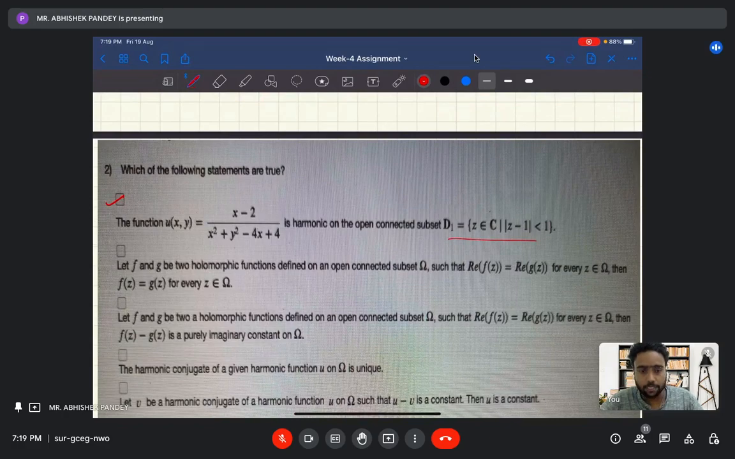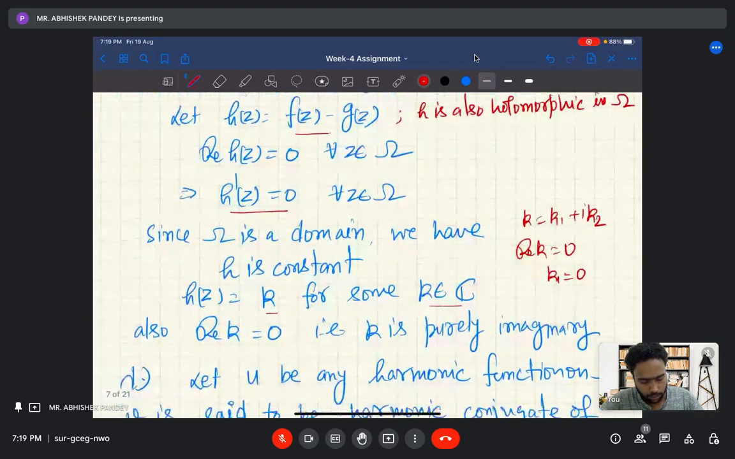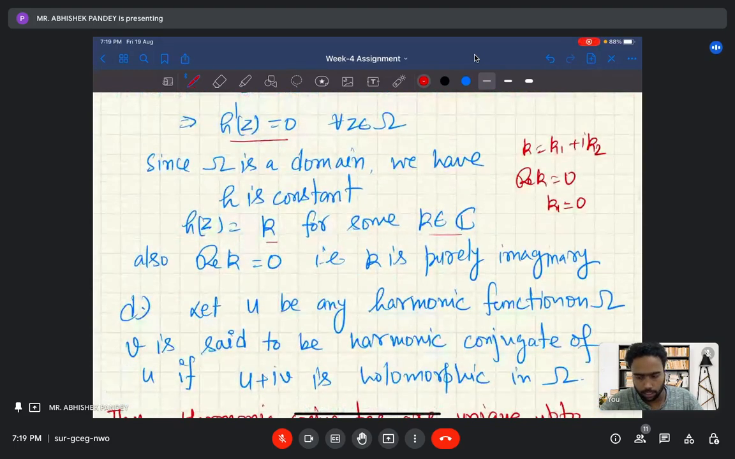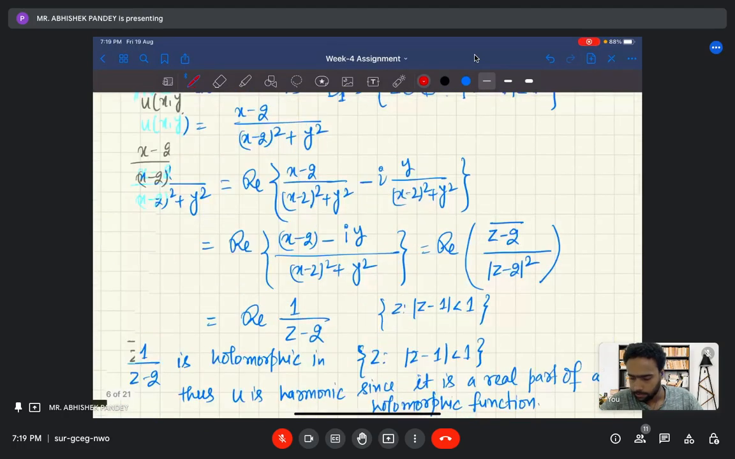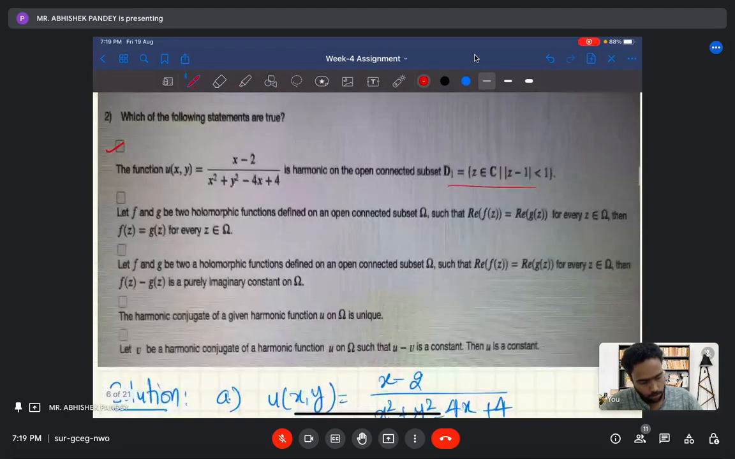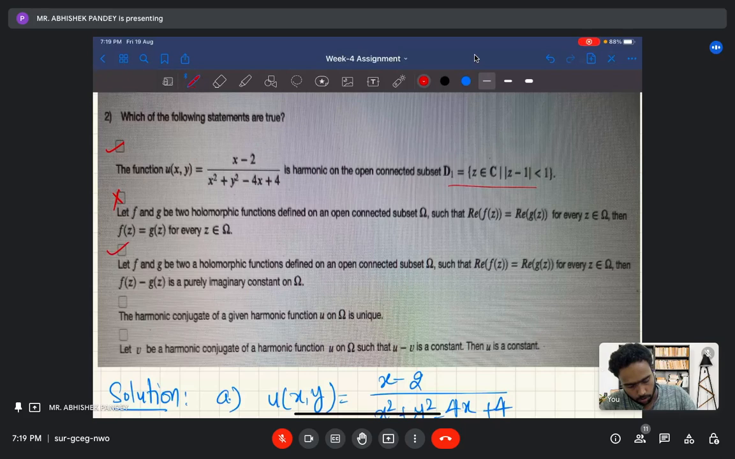So basically f(z) is equal to g(z) plus k, isn't it? f(z) is equal to g(z) plus k, so this option is not correct. So similarly, this option is true because just now we have shown that f(z) minus g(z) is purely imaginary constant on omega. The harmonic conjugate of a given harmonic function u on omega is unique. This is also not true.